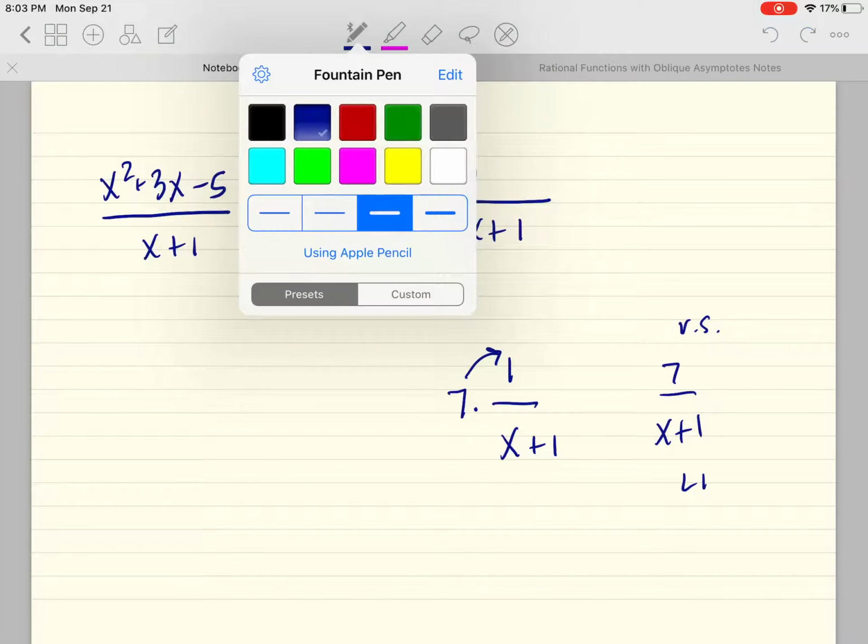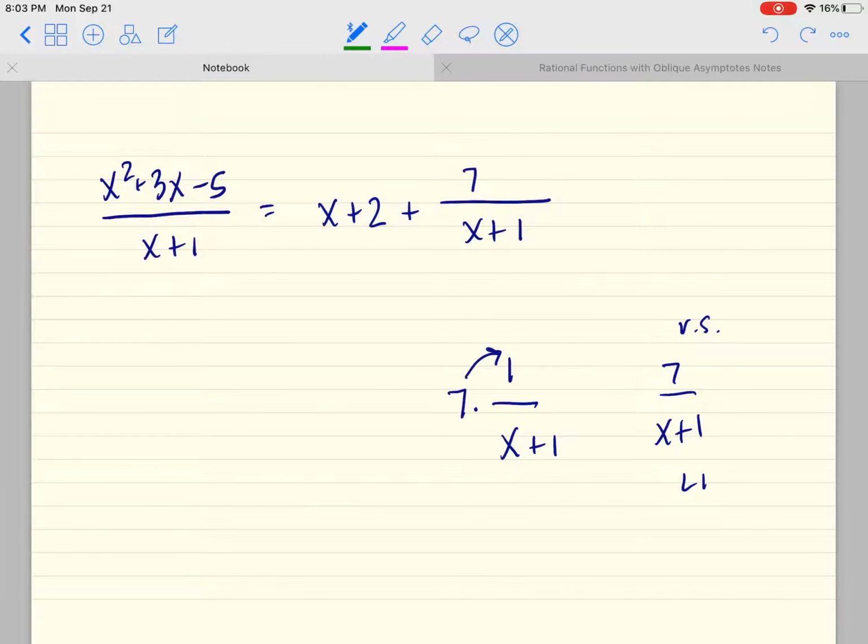All right, now if I wanted to make this graph go up, let's say 2, then I'd put a plus 2 here. Or if I wanted my graph to go down 4, then I would put a minus 4 here, and then my horizontal asymptote would shift down to negative 4.